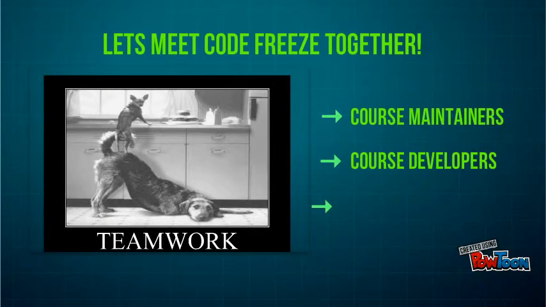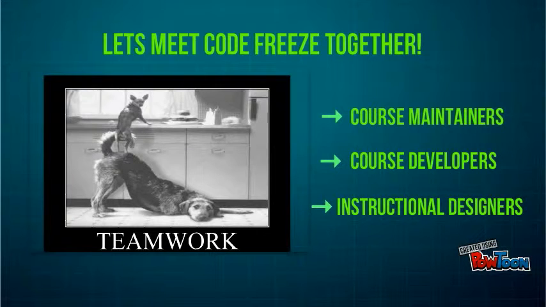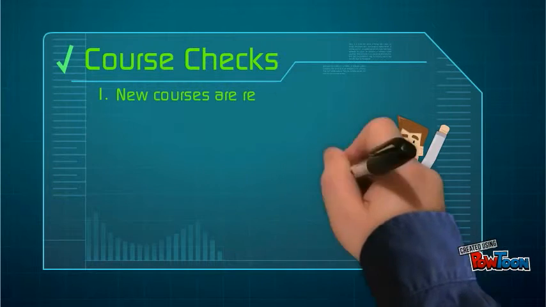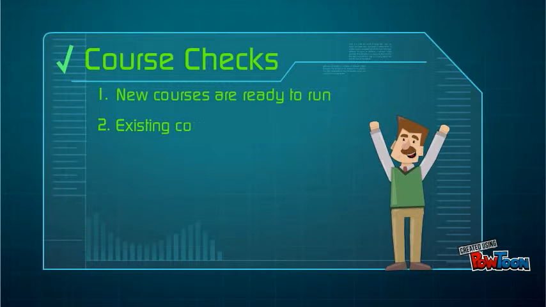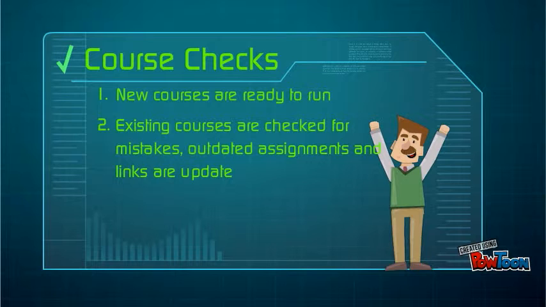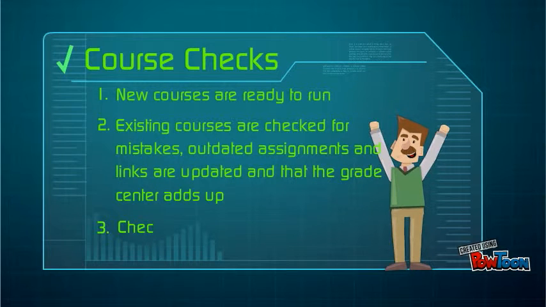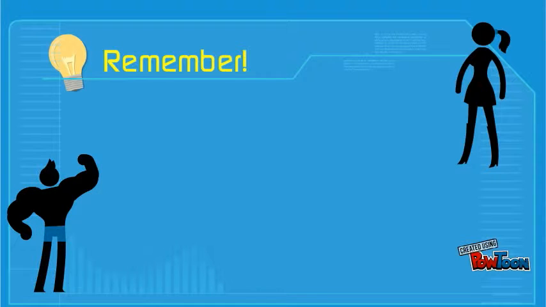Teamwork is absolutely necessary to make sure we meet the code freeze deadline. Course maintainers, course developers, and instructional designers all need to work together. We need to make sure that new courses are fully developed and ready to run, existing courses are checked for mistakes, outdated assignments and links are updated, and that the grade center adds up. And finally, we need to check that textbooks are current and not going out of print.